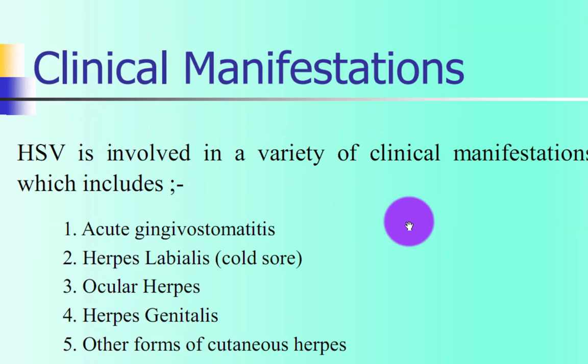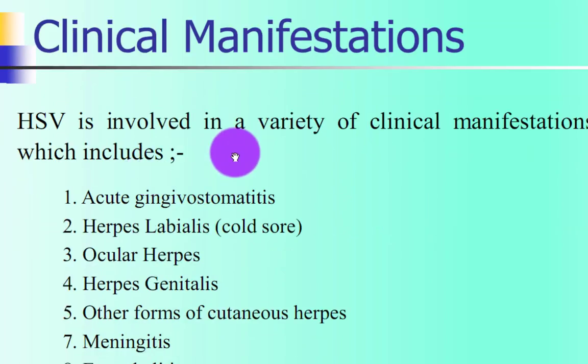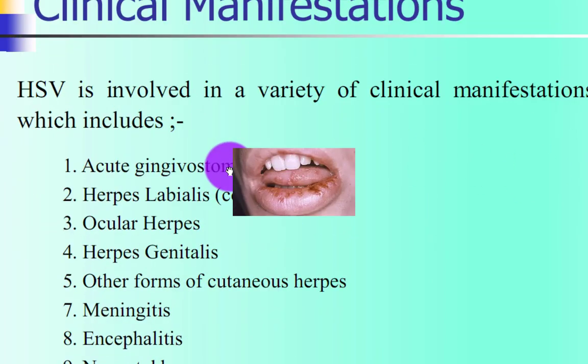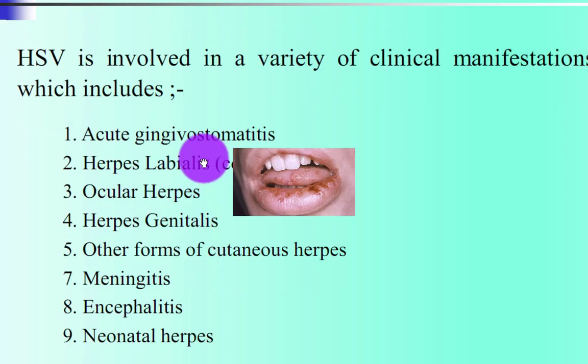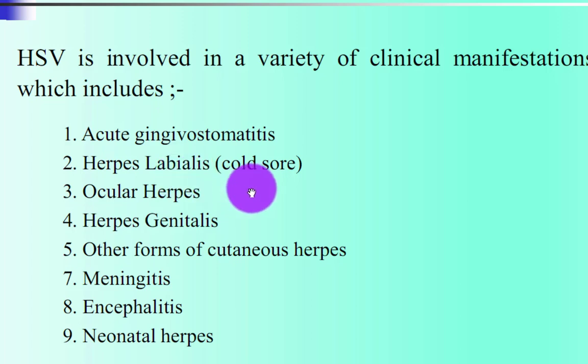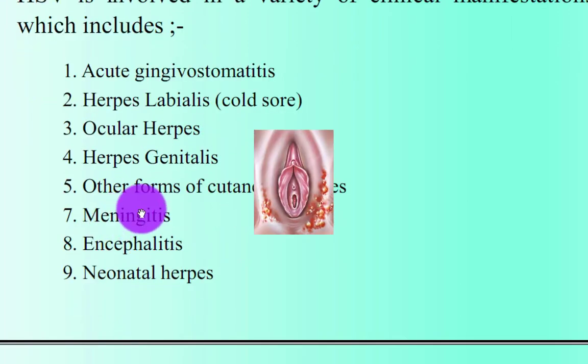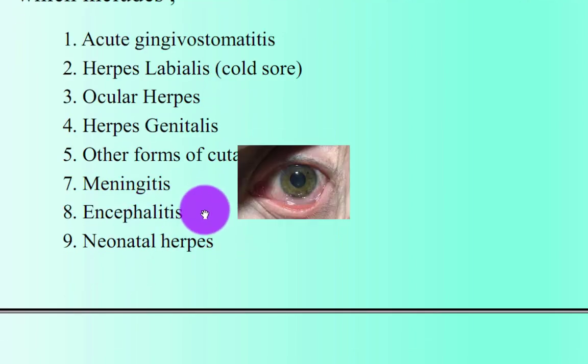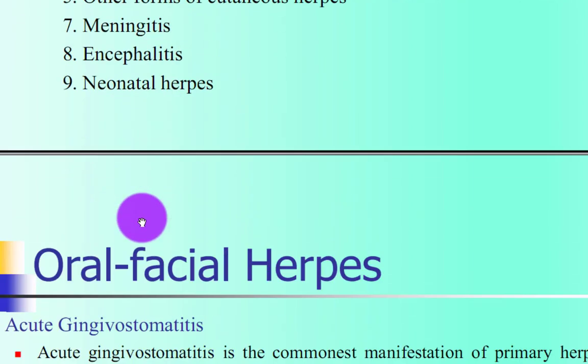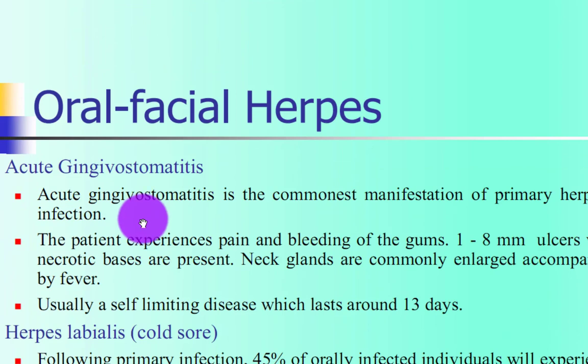Clinical manifestations: HSV is involved in a variety of clinical manifestations, which are acute gingivitis, herpes labialis, cold sore, ocular herpes, herpes genitalis, other forms of cutaneous herpes, meningitis, encephalitis, neonatal herpes, and orofacial herpes.